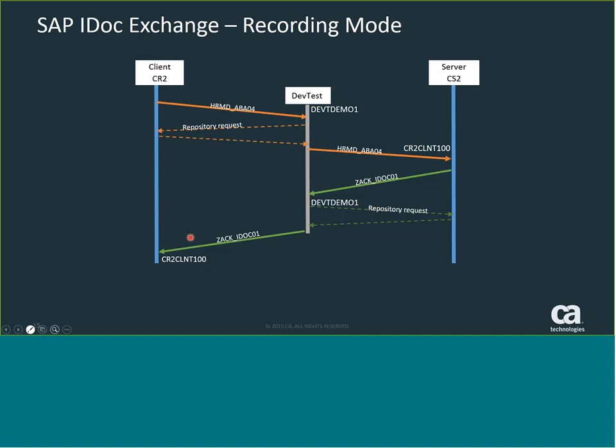So we need to specify RFC destinations on CR2 and CS2 on both the sides to connect to DevTest. For this IDoc on this side and for the ZAC IDoc from CS2. And we need to specify the connection settings to connect from DevTest to the SAP system CR2, to connect to the repositories and to return the response. Same on this side, we need to actively connect to the CS2 server to forward the request and to connect to the repository.